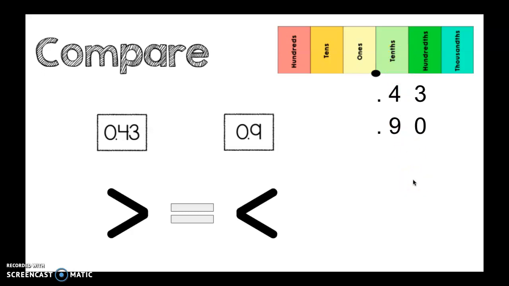Okay, so we can look at this number and we could even reread them. 43 hundredths compared to 9 tenths, or you could say 90 hundredths. That may help you visualize what number is greater. I'm going to bring us to another resource.